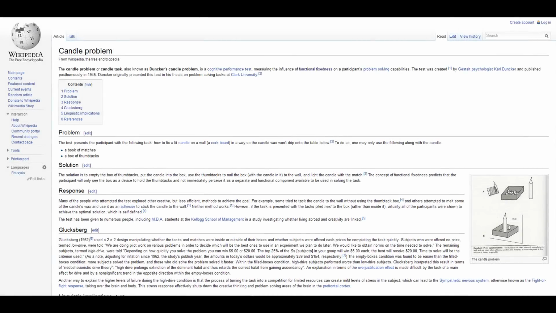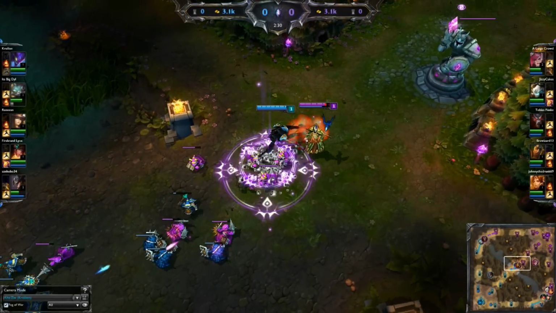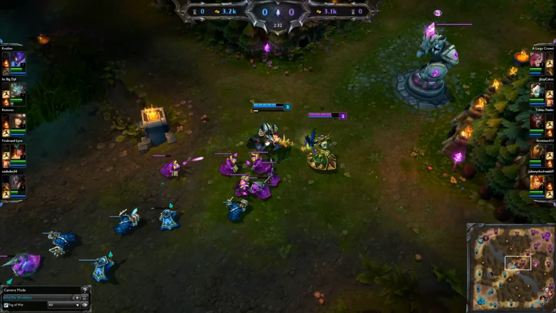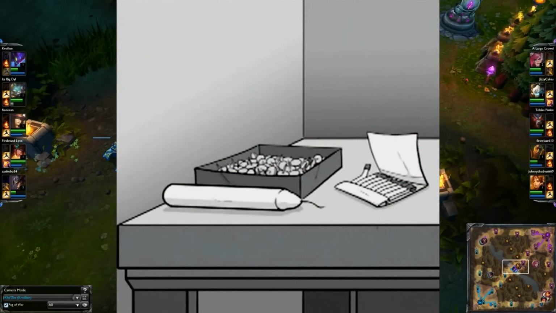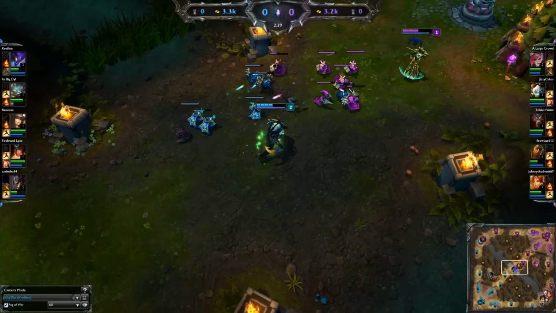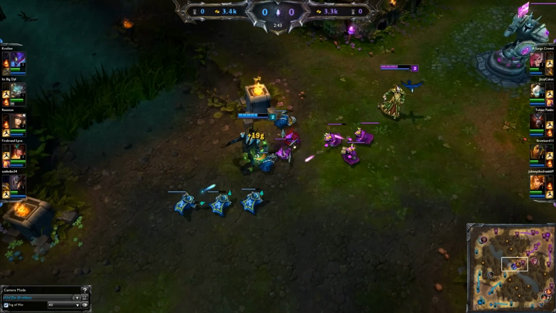The candle problem is a test created in 1945 by a psychologist named Carl Dunker. And here's how it works. Let's pretend that I am the experimenter, and I bring you into a room and I give you some thumbtacks in a little box, a candle, and some matches, and I tell you, alright, attach the candle to the wall and light it, but you cannot let the wax drip onto the table.